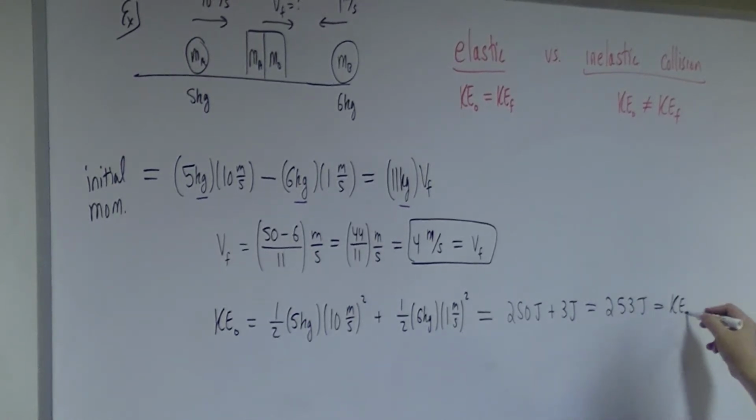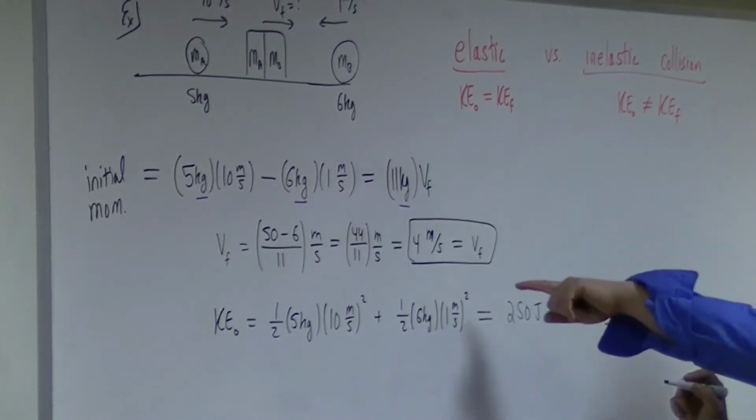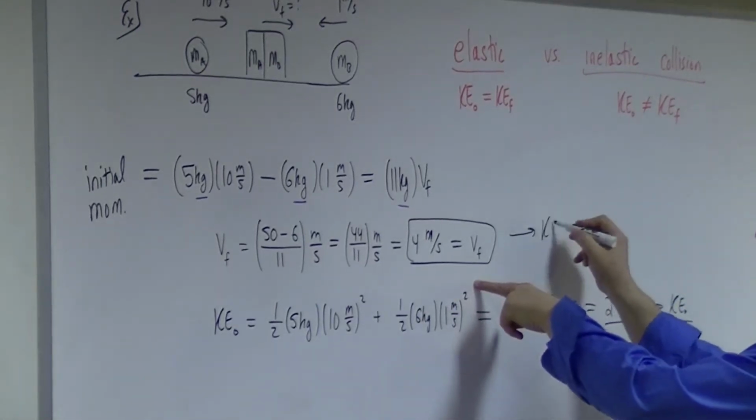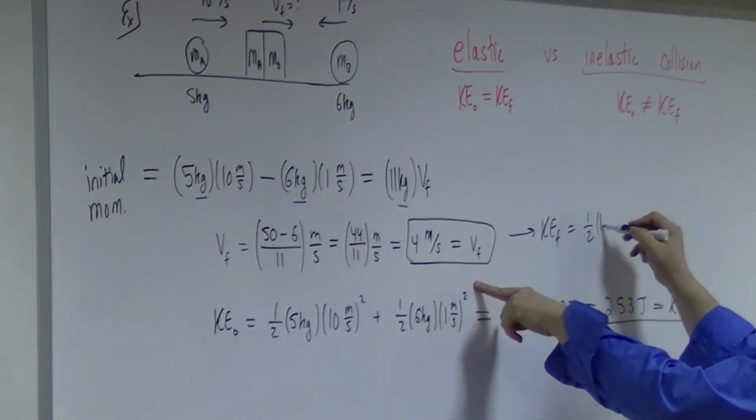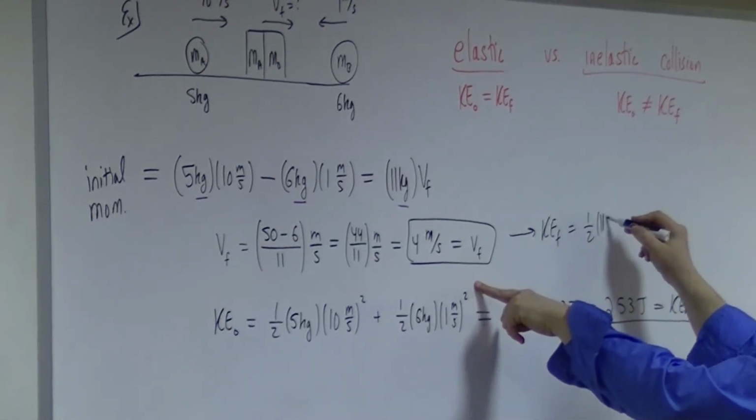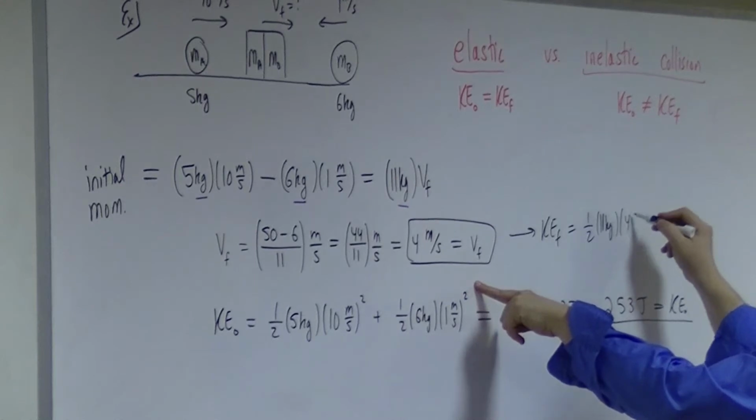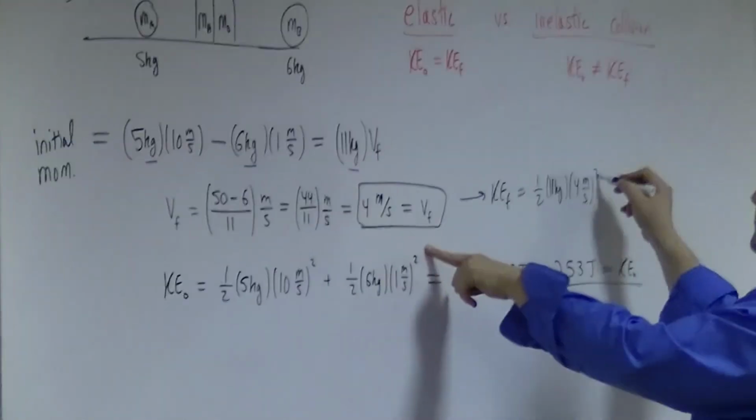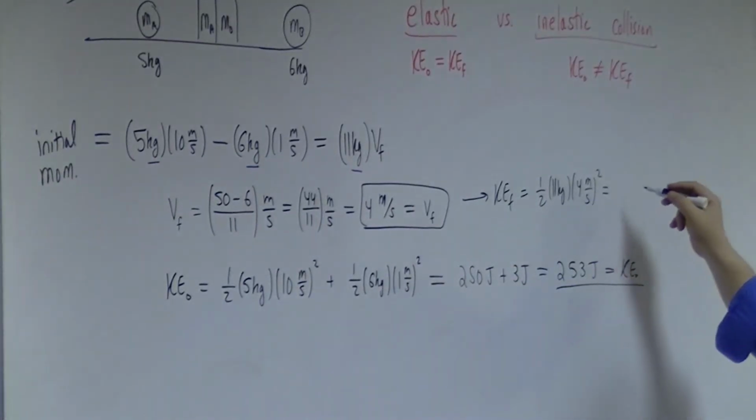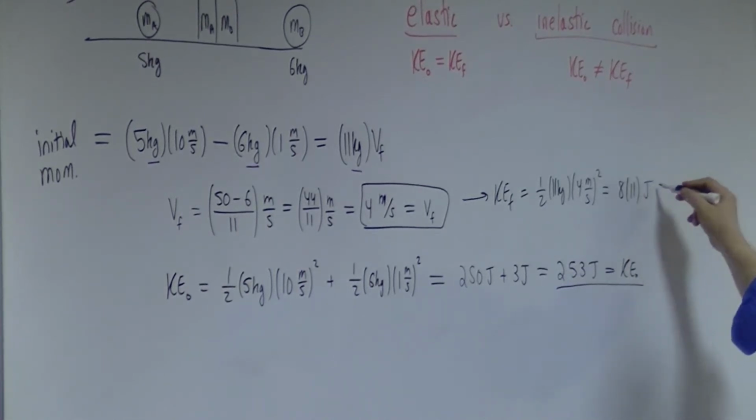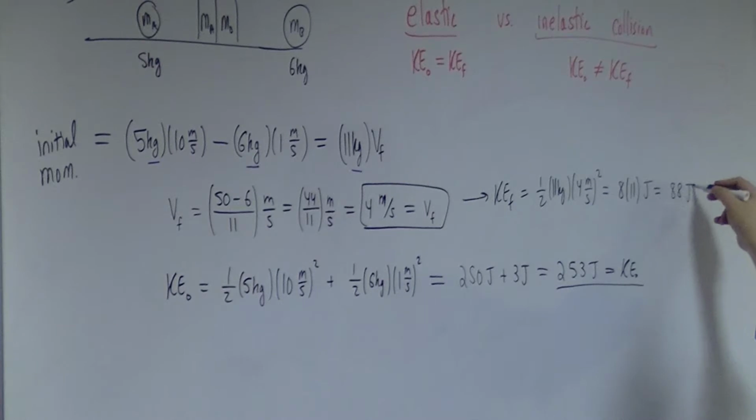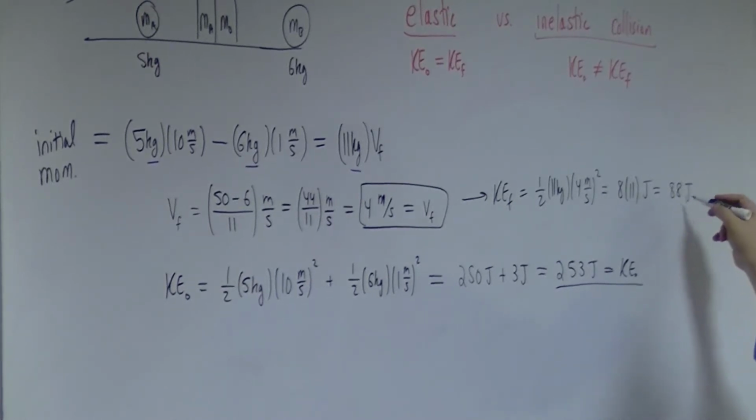What's the final kinetic energy? Now, for this one, you can just do it at once, since the velocity is squared, it doesn't have addition. 1/2 times 11 kilograms times 4 meters per second squared. Then you get 88 joules. It's close. Not really.